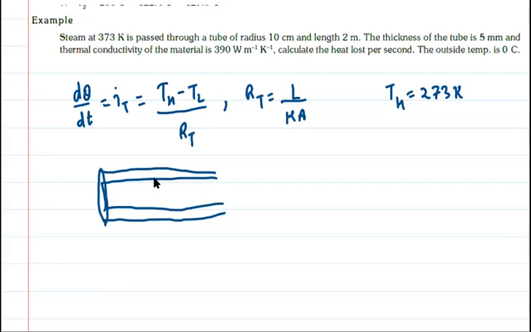Yes, Abhiram, correct. The area will be pi times capital R squared minus small r squared, where capital R is 10.5 and small r is 10. So we can calculate the area. K is given, length is given, and T_L is 0 degrees Celsius.